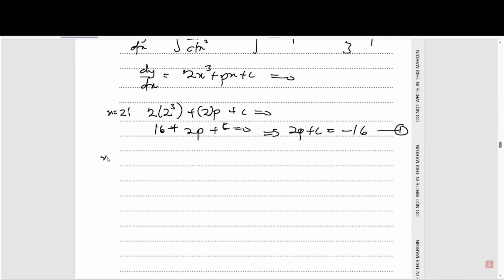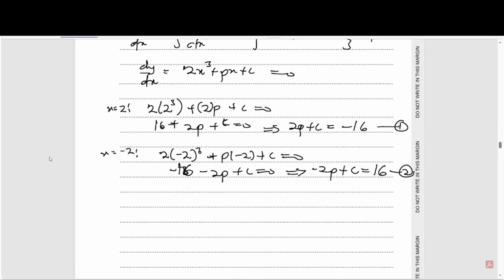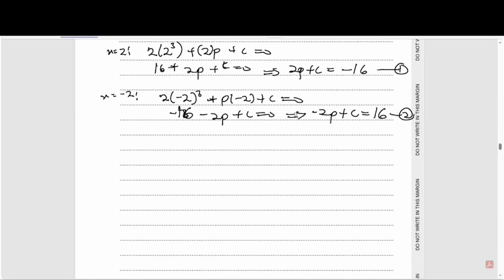And then we also substitute x is equal to -2. That gives us once again 2 times -2 cubed plus p times -2 in the brackets plus c equal to 0. This is -16, then minus 2p plus c is equal to 0. Then by rearranging, we get -2p plus c is equal to +16, and this is our second equation. And we can solve these two equations to get the values of c and p.